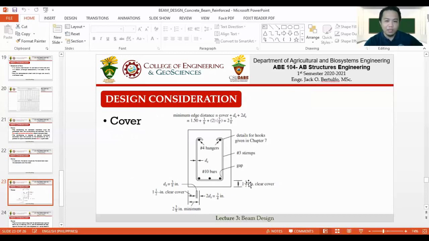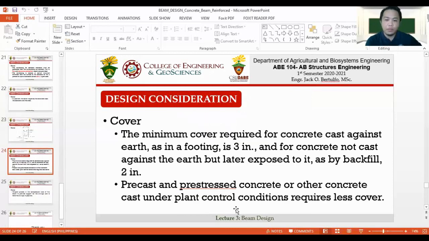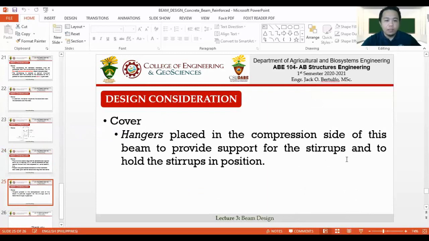So we have here the standard for the cover for a beam. The minimum cover required for concrete cast against earth, as in footing, is 3 inches, and for concrete not cast against earth but later exposed to it by backfill. Precast and prestressed concrete or other concrete cast under plant conditions requires a different cover. If your beam is located in the most suitable environment, you can construct your beam with less cover. First, placed in the compression side of this beam to provide support for the stirrups and to hold the stirrup in position.